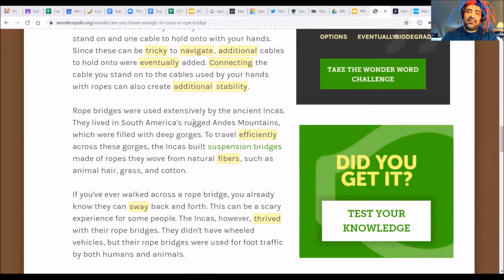Rope bridges were used extensively by the ancient Incas. They lived in South America, in the rugged Andes mountains, which were filled with deep gorges. To travel efficiently across these gorges, the Incas built suspension bridges. And if we click on it, you can actually go to that link, but you can do so in your own time. Made of ropes, they were made from natural fibers, such as animal hair, grass, and cotton.